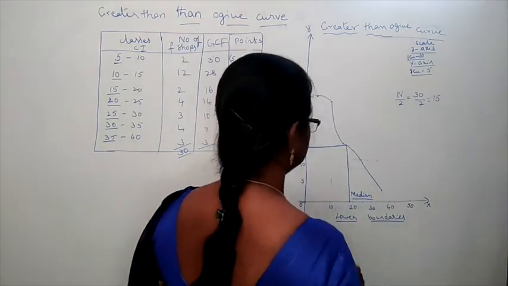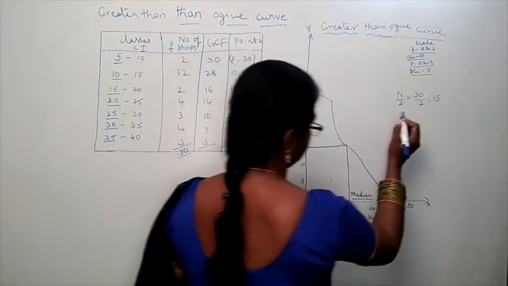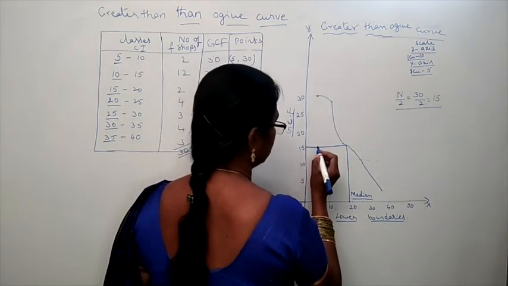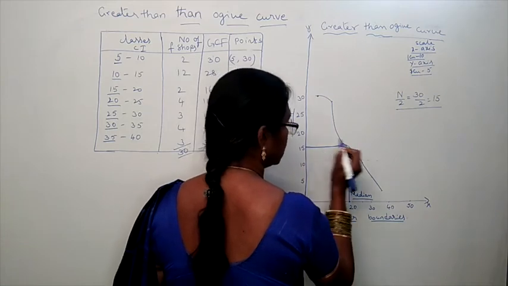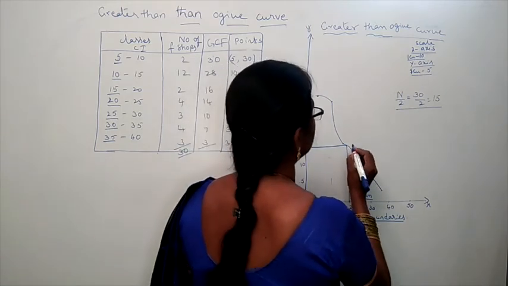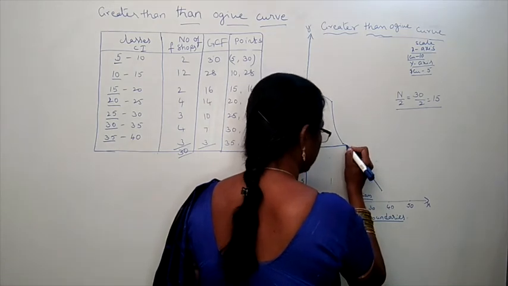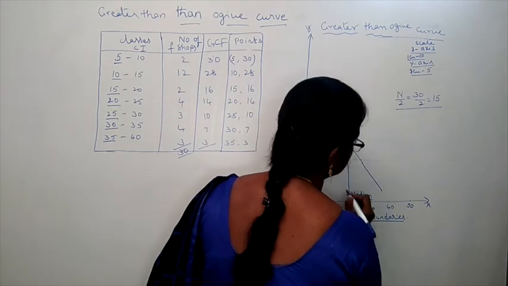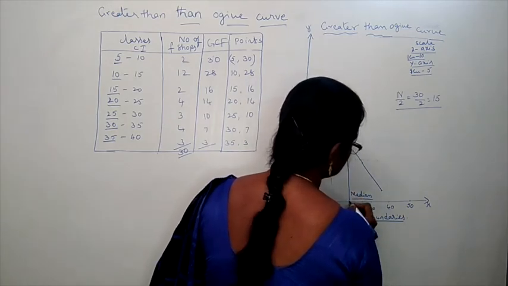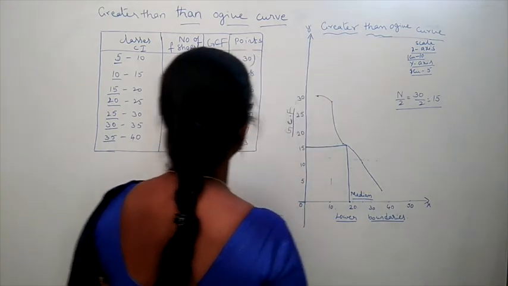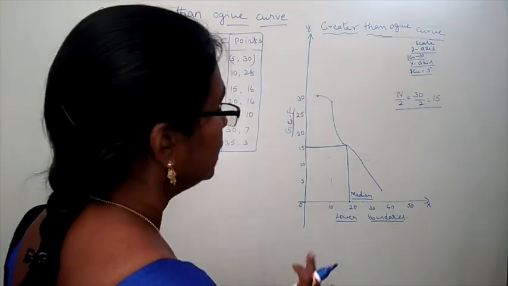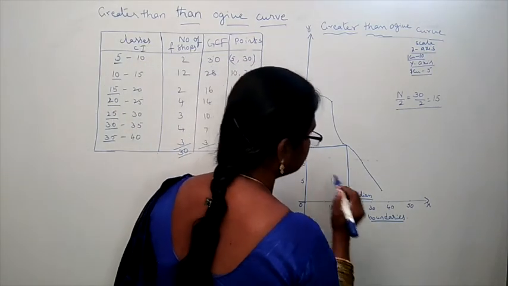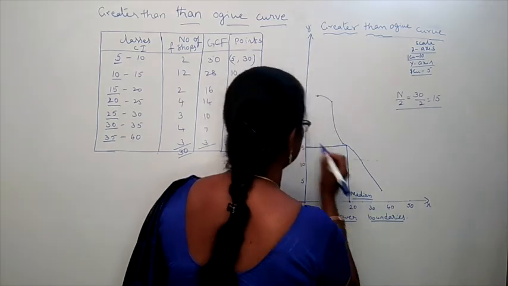For less than or greater than, how to take? First find n by 2. That value we take on the y-axis. Then we draw a line from that point to the curve. From that intersection point, again draw a perpendicular to the x-axis. That intersection point on the x-axis is called the median. Now, understood how to draw the less than and greater than Ogive curves? For the less than Ogive curve, we take upper boundaries and LCF. For the greater than Ogive curve, you take lower boundaries and GCF.